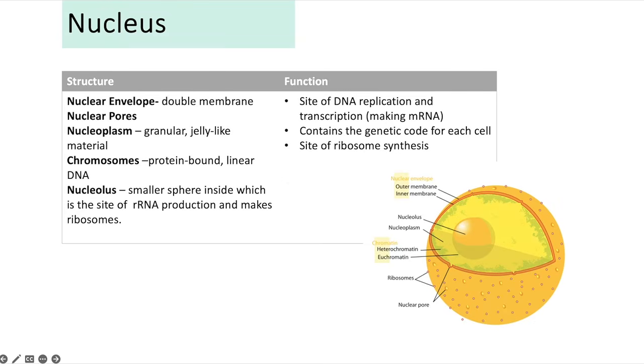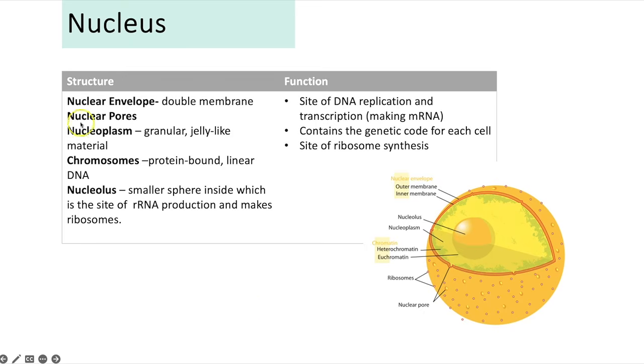Next, we look at the structure and function of the nucleus. So the nucleus is a membrane-bound organelle, and that membrane is the nuclear envelope, which we can see here. There are pores, which are tiny holes within that nuclear envelope, and that's how mRNA, which is created inside of the nucleus, is able to leave the nucleus to go to the cytoplasm.